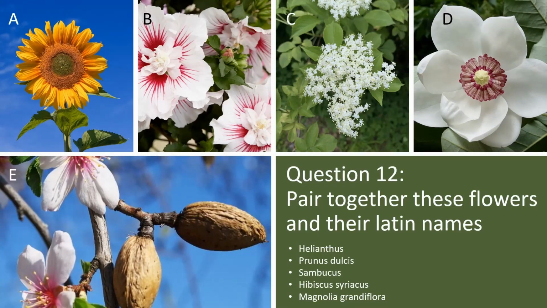Question 12, so sunflower is then A, and it's called Helianthus. And then B is Rose of Sharon, which is Hibiscus syriacus. And then C is elderflower, which is Sambucus. And then D is magnolia, which is Magnolia grandiflora. And then finally almond, which is Prunus dulcis.